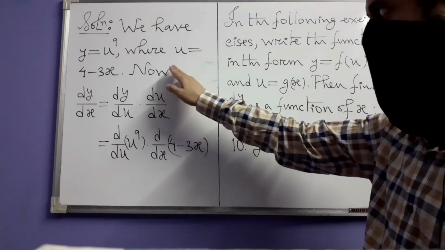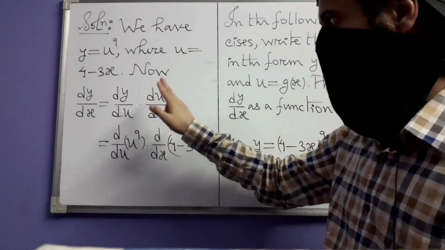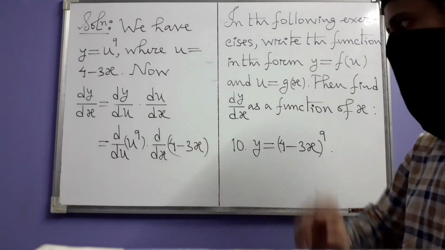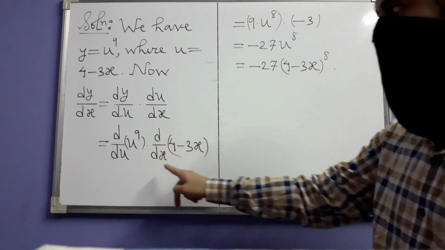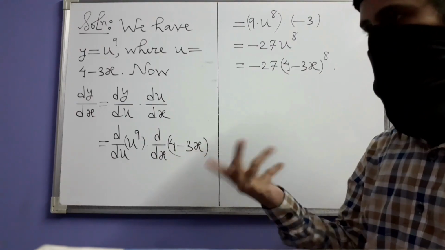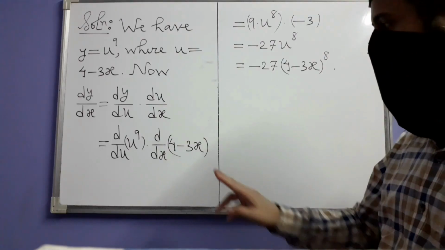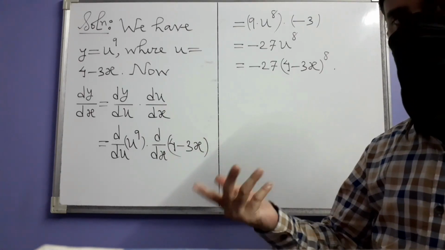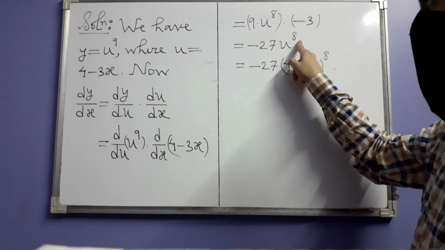So here you have to write, now by the chain rule we have all those things. So dy dx equals dy du times du dx. y is u to the power 9 and u is 4 minus 3x. The derivative of u to the power 9 with respect to u by the power rule is 9 times u to the power 8. And differentiating this using our usual rules, you get minus 3, because 4 contributes 0 to the derivative, and by the constant multiple rule, minus 3 comes outside and d dx of x is 1. So that way you get 9 times minus 3, minus 27 u to the power 8.